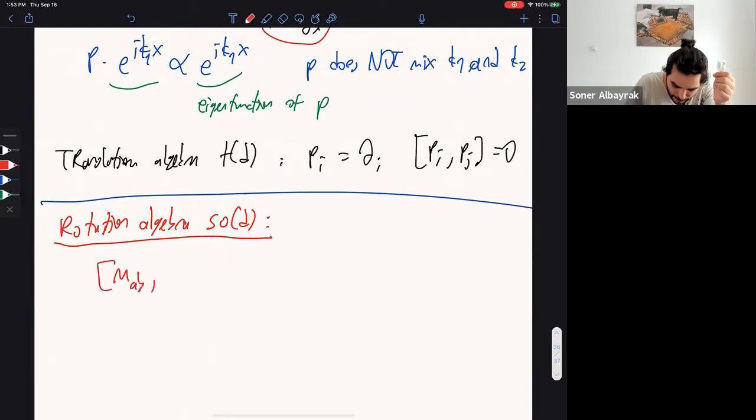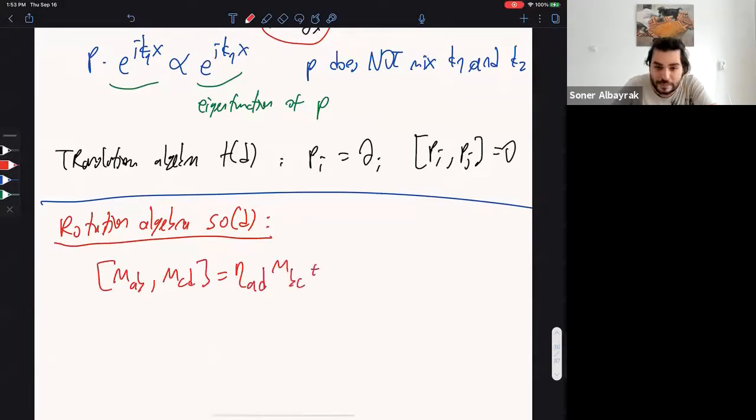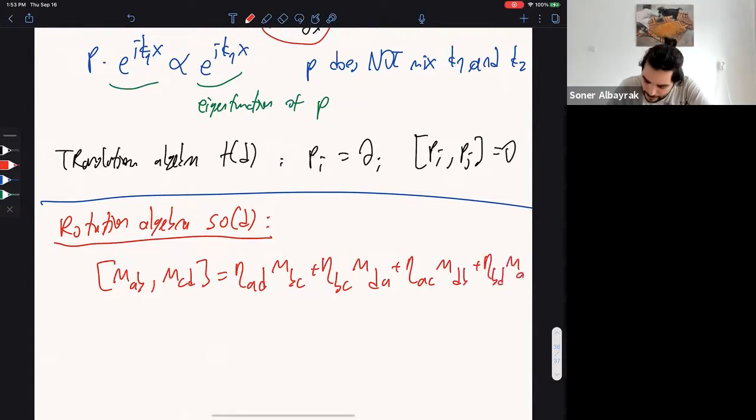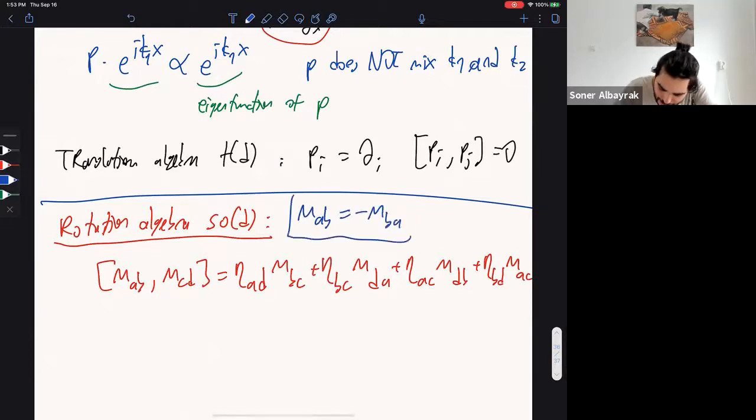Actually, let me write it like this. So [MAB, MCD] equals eta BC MAD plus eta AD MBC plus eta AC MBD plus eta BD MAC. Okay, good. So the rotation algebra is generated by the anti-symmetric generators, and they have this commutation relation.